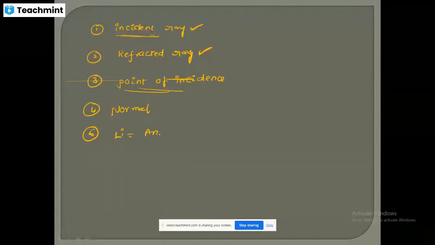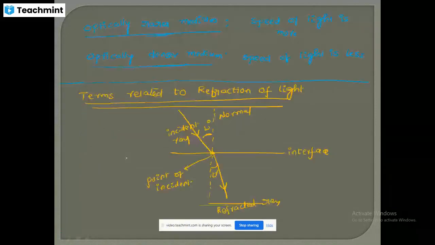What is the angle of incidence? The angle of incidence is the angle made by the incident ray with the normal. Just look here at the figure. This is the incident ray, and the angle made by the incident ray with the normal is called the angle of incidence.